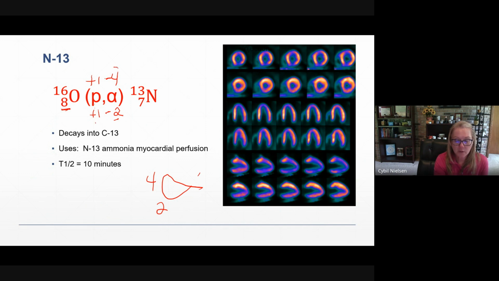So 8 plus 1 is 9. 9 minus 2 is 7. And then on the top, 16 plus 1 minus 4 is 13. Does that make sense? This is the number of protons. This is the total number of nucleons.